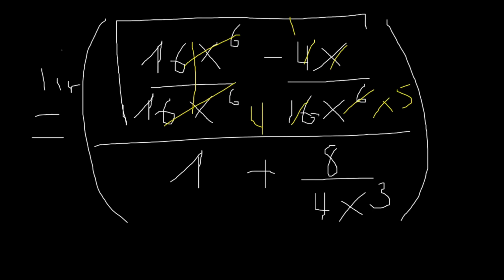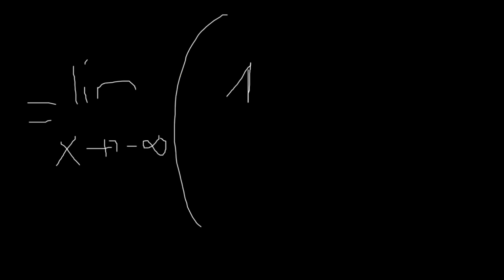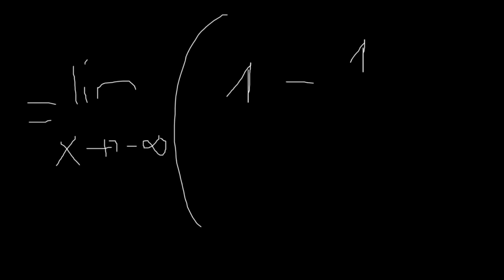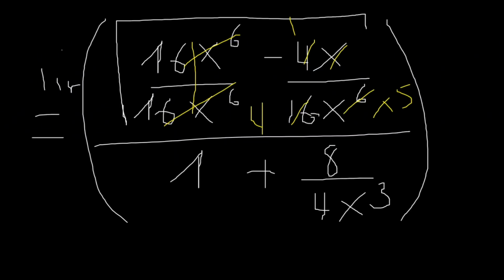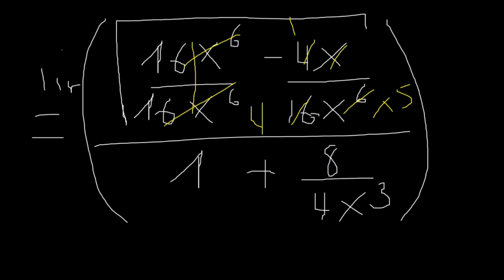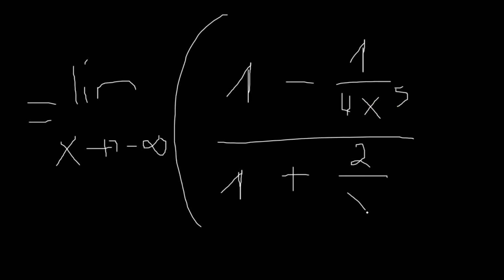Okay, recopying what we had here, that is equal to the limit as x tends to negative infinity of what? We take a 1 minus 1 all over 4x to the power 5, all over 1 plus 2 all over x cubed. Yeah, that's amazing. We are at the strategic point.